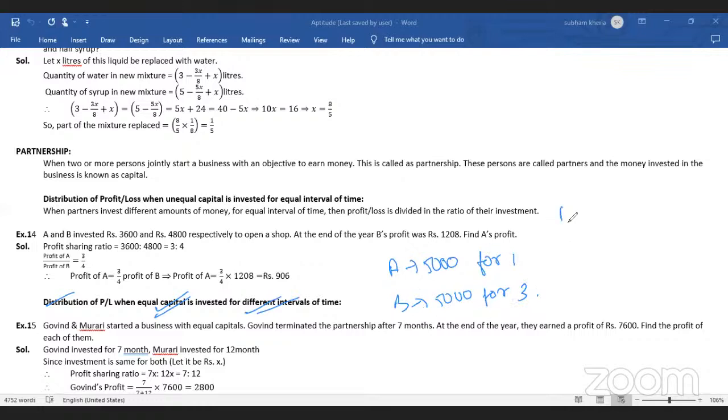Now what will be the ratio? Now the profit ratio will depend on time. जो भी अलग है उस पे depend करेगा. So the ratio will be 1:3 directly. A is for 1 year, B is for 3 years. So 1:3. Don't write 5,000:5,000 because capital is same and time is different. So now this will depend on time.